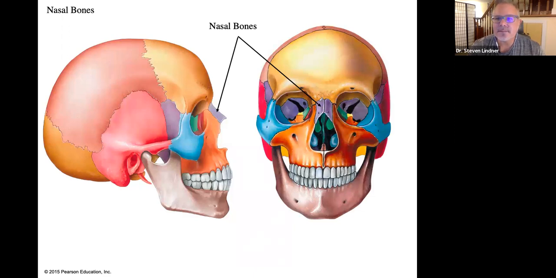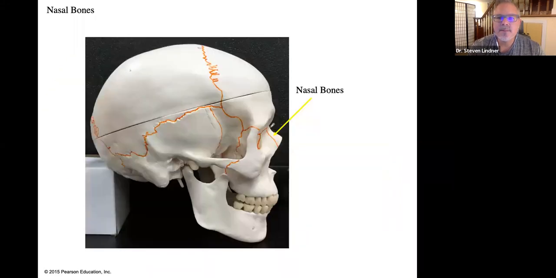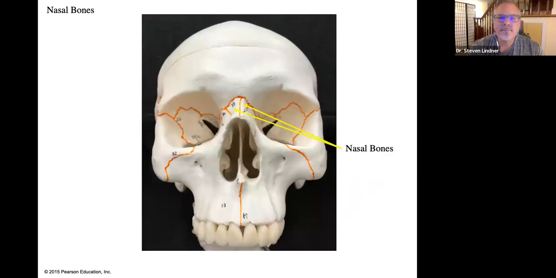In purple is the nasal bone. Nasal bone. From the lateral view, nasal bone. Close-up view, nasal.